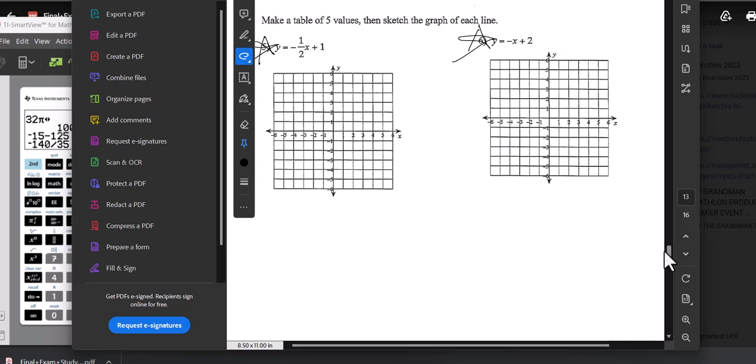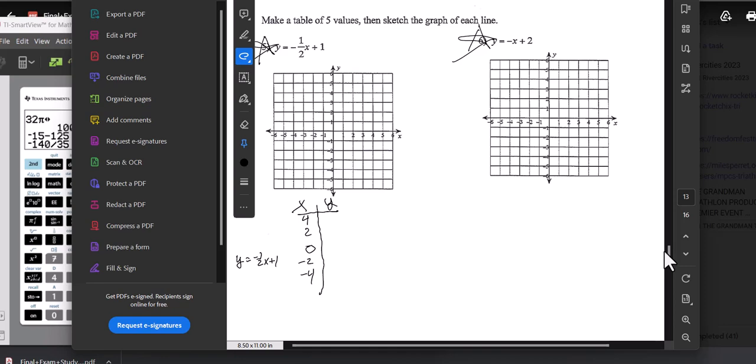Make a table of 5 values, then sketch the graph of each line. Alright. So, we know at x equals 0, the y-intercept is 1. Let's put 0 in the middle of the x, y table. And then I'm multiplying by a half, so if I make these multiples of 2, it makes my multiplication easier. So 0, 2, 4, and then negative 2, negative 4. And now I'm plugging these numbers into y equals negative 1/2 x plus 1.